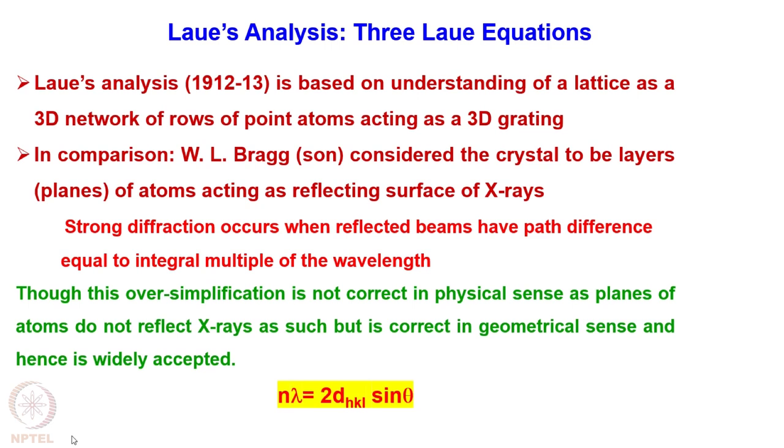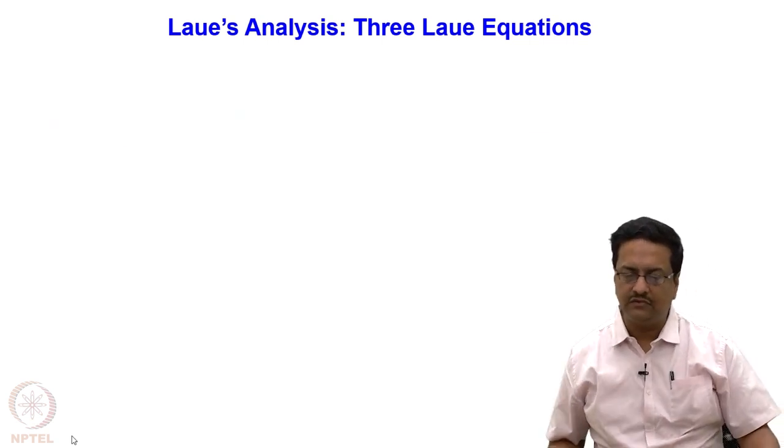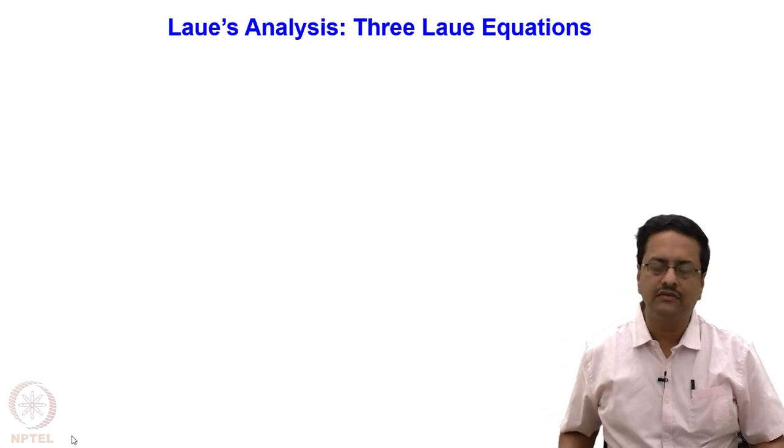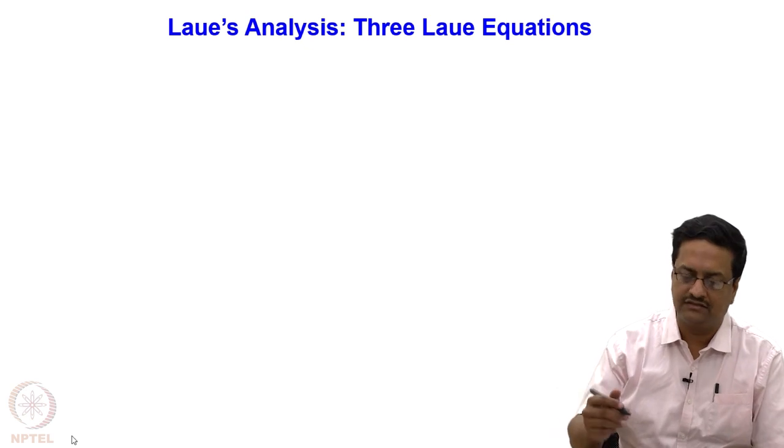And as we all know, the mathematical expression for Bragg's law is n lambda equal to 2 d_hkl sin theta, where lambda is the wavelength of radiation used, d is the distance between the two parallel set of planes, and theta is the angle of diffraction. So, now let us try to understand the concept using Laue's analysis, and we would try to arrive at the Laue equations of X-ray diffraction.